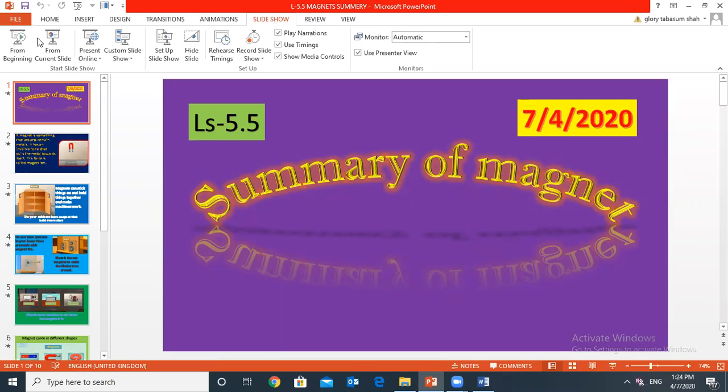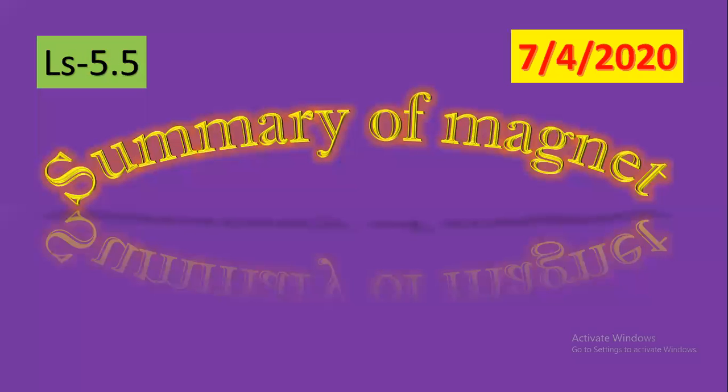Today we have to complete the compiled workbook exercise. But before that, let me summarize lesson magnets here so that it will become easier for you to complete the compiled workbook exercise. Clear? So let us start. Summary of magnets, lesson 5.5.